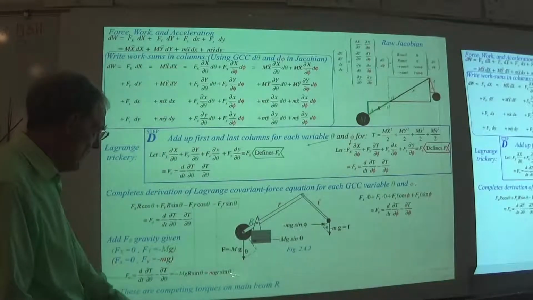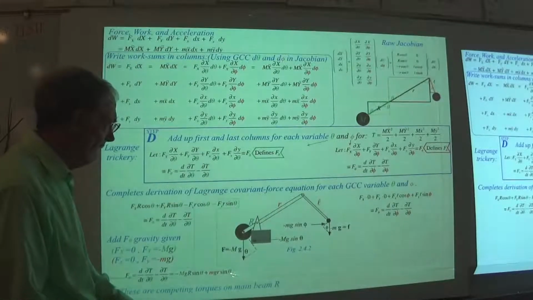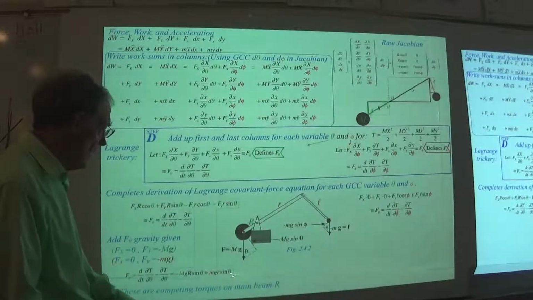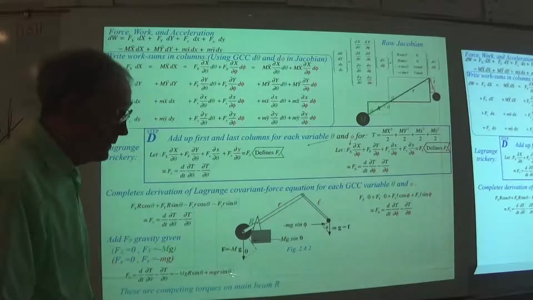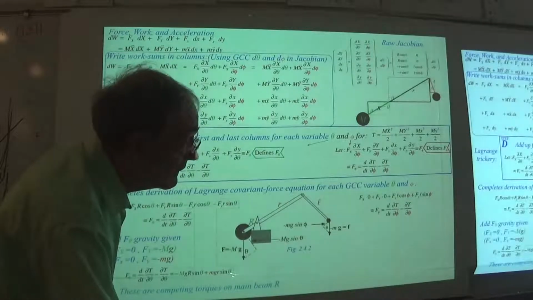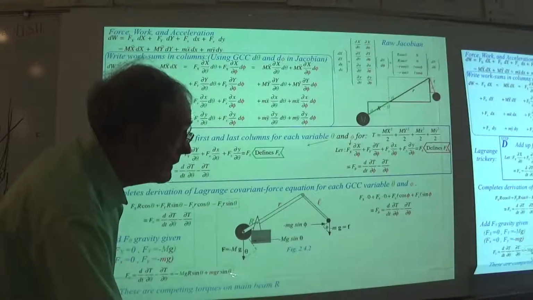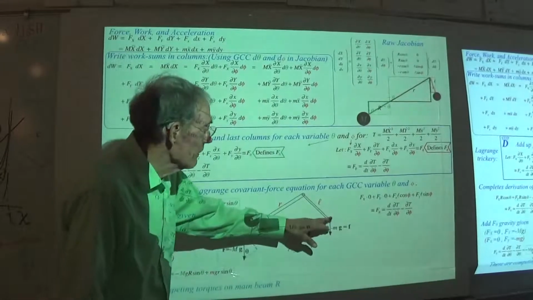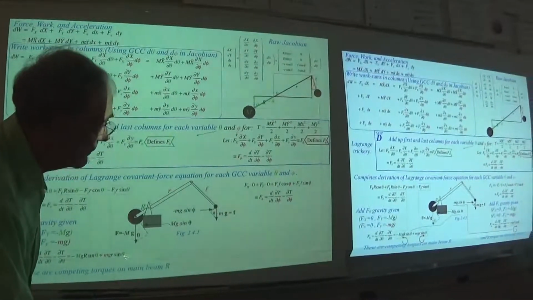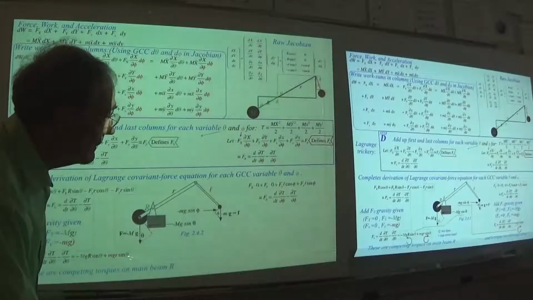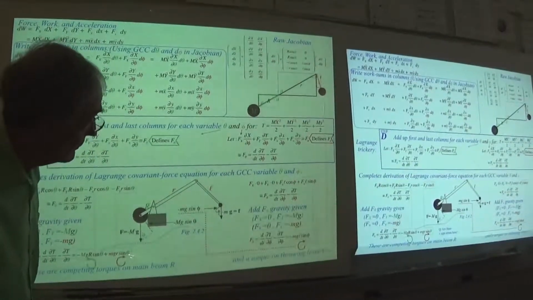Let's see if that's right. Yeah, I think it is. Minus m g sine theta. Both of those forces are acting on this theta coordinate. And on the other side of the story, the gravity that's responsible here, that one requires a little bit of thinking, but there are two pieces to that one.